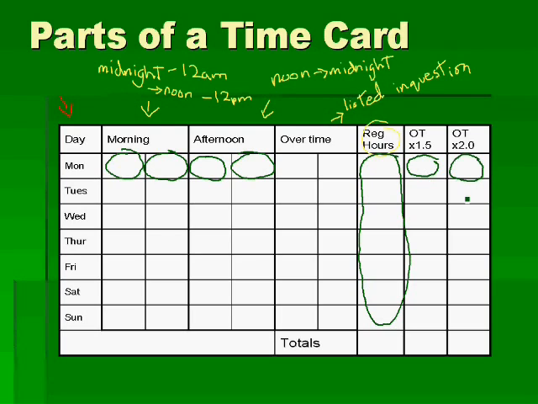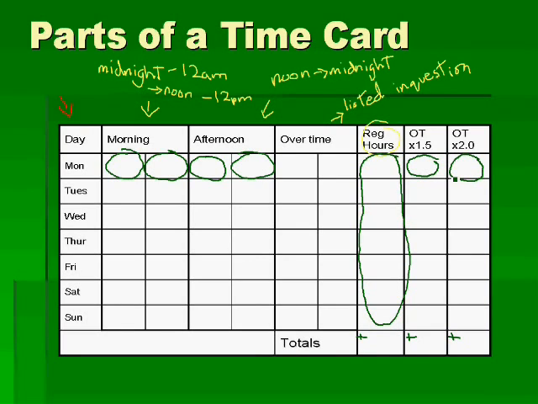Once you get all that done, you're going to total up. So you're going to add together all your regular hours, you're going to add together all your overtime hours, and you're going to add together all your overtime times 2 hours. So let's go through and we'll look at an example card and we'll calculate the hourly wages. So here's my example card.